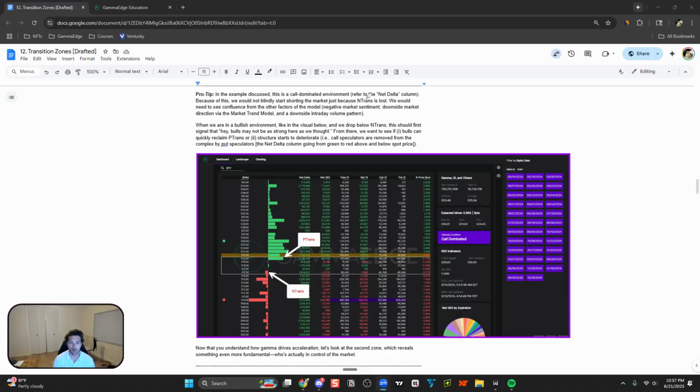And so if we were to lose N-trans, there would need to be multiple factors that we would want to see before we would consider shorting. That would be a deterioration in our market trend model, deterioration in intraday volume analysis. We would also need to see puts starting to show up below spot price.